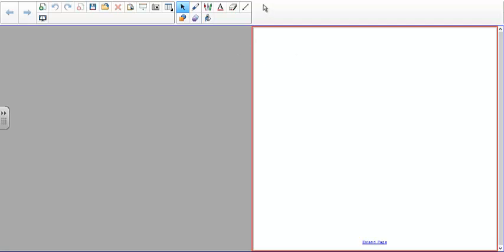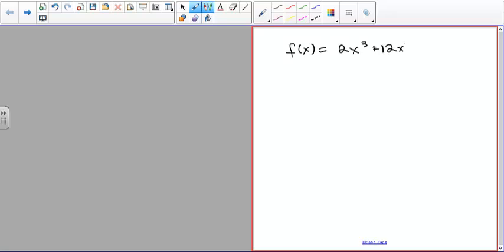Okay, so this is test number 2 solution. So the first problem asked you to find the critical numbers and the value of the function at the critical numbers. So the function was 2x cubed plus 12x squared minus 126x plus 7.